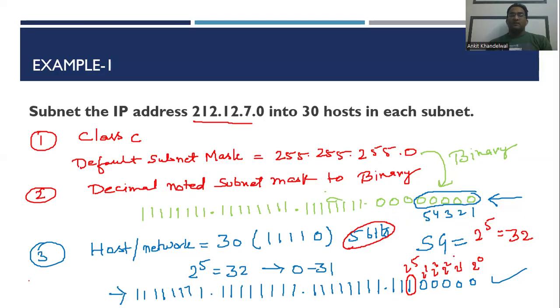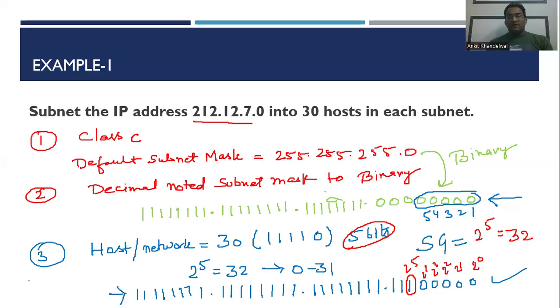After that, what are we finding out? We are finding out the value of the subnet generator. How are we finding it? From the back side, we are seeing where the first one is. The first one is at index number 5. That's why 2 to the power 5 is equal to 32.